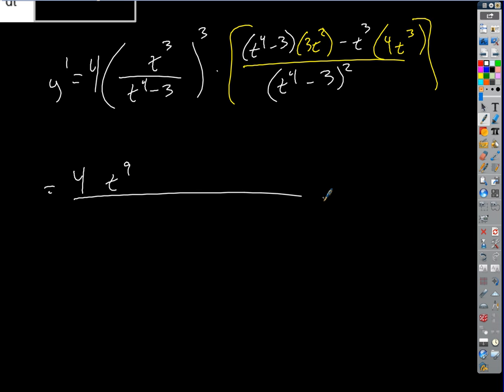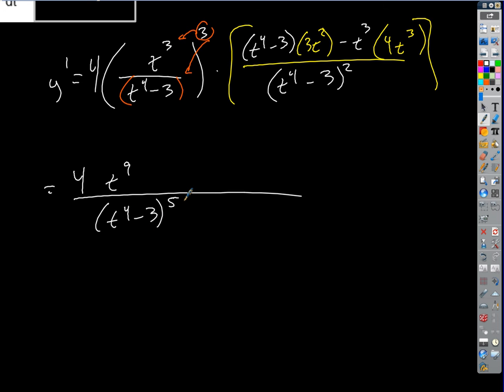On the bottom, we're going to get t to the 4th minus 3 cubed, right? Times t to the 4th minus 3 squared. Everybody see that? So what's that going to be? To the 5th, good. You multiply like bases, you add the exponents. So we just distributed that to both the top and the bottom. And we get a t to the 4th minus 3 to the 5th on the bottom.